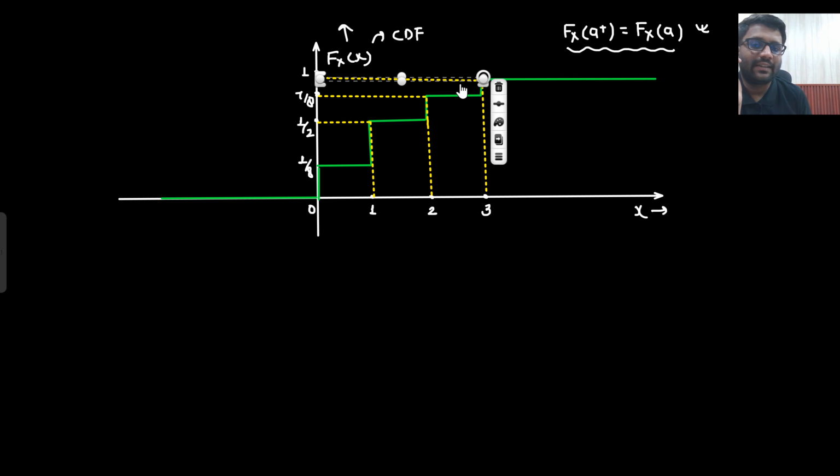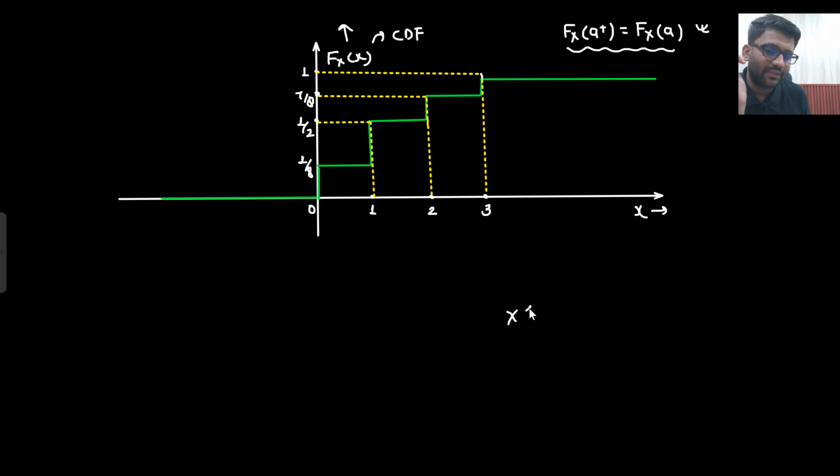So CDF doesn't tell the probability at a point. Probability at a point is told by the PMF. CDF will tell the probability of a random variable X taking values less than or equal to small x. This is what your CDF will tell. Is that clear to you? Okay, so this is the graph of the CDF that we are getting.